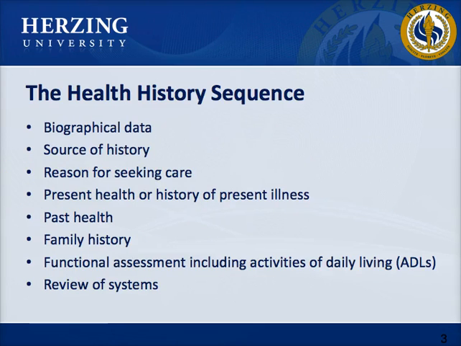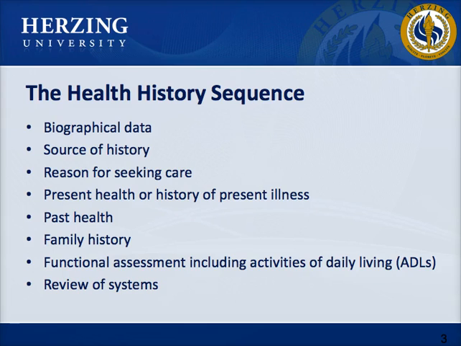The health history, there's a sequence. We would start with the biographical data, which includes name, address and phone number, age and birth date, birthplace, sex, marital status, race, ethnic origin, and occupational, usual and present. The source of the history, that is, you need to record who furnishes the information. It's usually the person, although source may be a relative or friend.